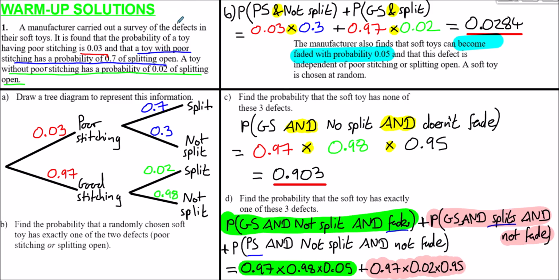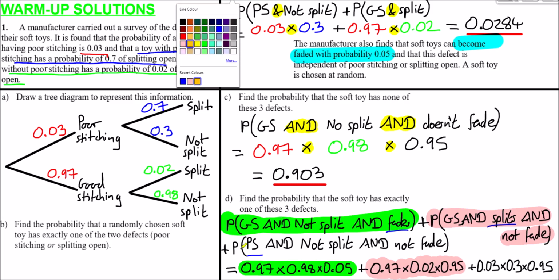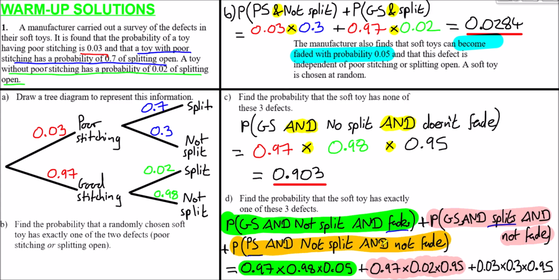And the final one, we're going to add probability that it's poor stitching. Poor stitching is 0.03 chance. And then it doesn't split anyway, luckily. That's a 0.3 chance. And the fact it does not fade, there's a 0.95 chance of it not fading. So that final scenario, I'm going to put in a lovely orange colour. Well, maybe you don't like orange, but I think that's quite a nice colour.